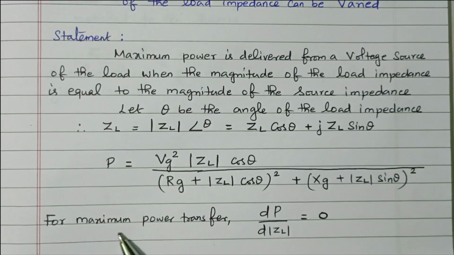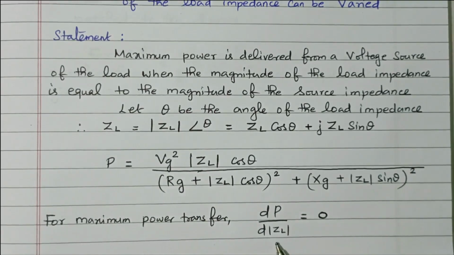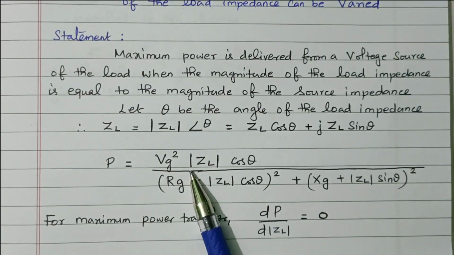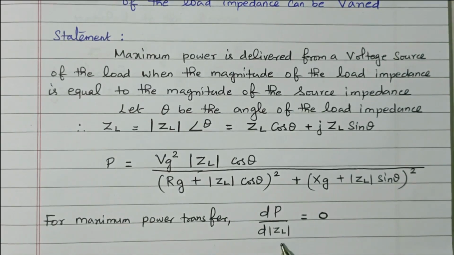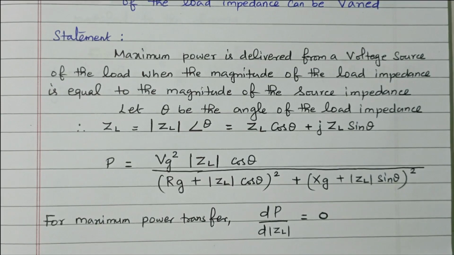For maximum power transfer, dP divided by dZL equals 0, right? In order to get the condition for maximum power, this equation is differentiated with respect to ZL, because ZL, the load impedance, is a variable. By equating that to 0, we are able to get the condition for maximum power transfer. Now we will see the condition.